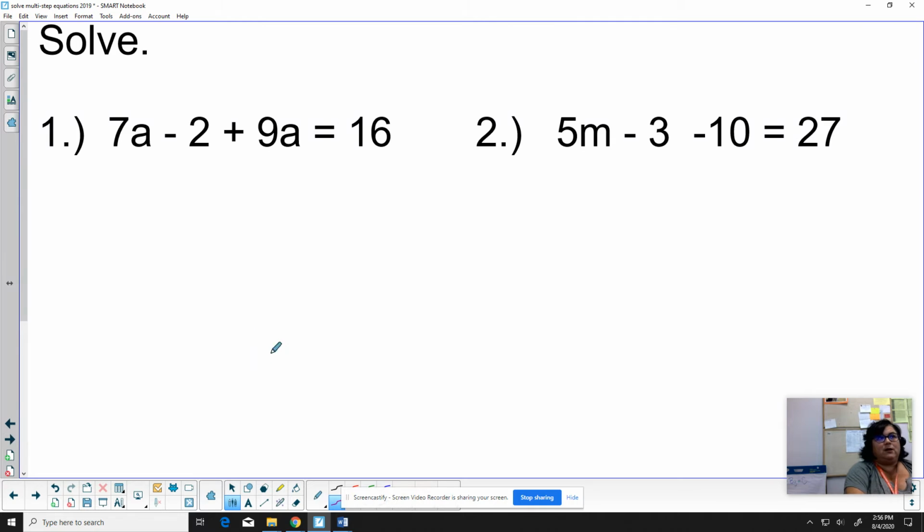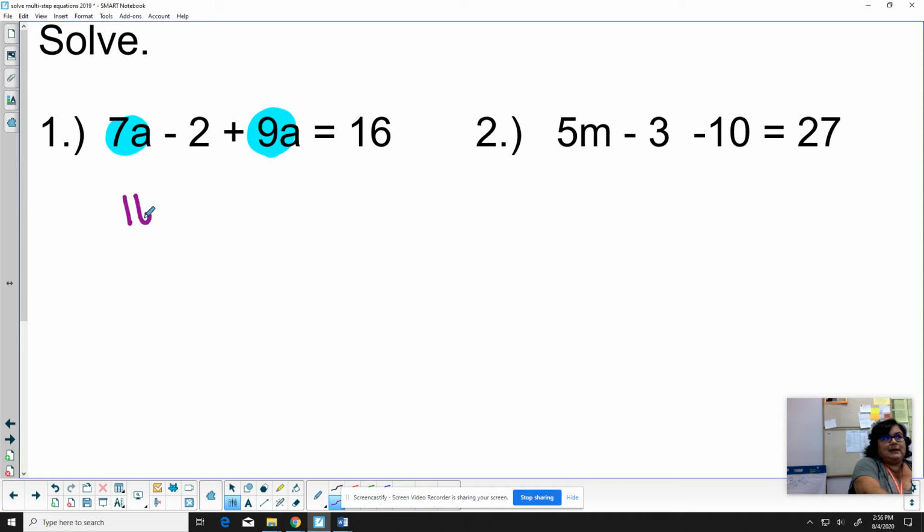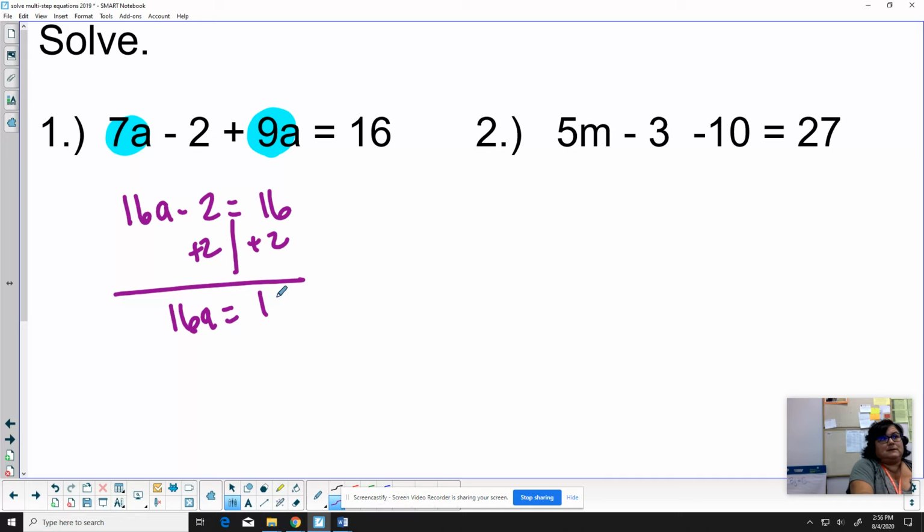All right, so now let's solve. Notice that they're different because there's 1, 2, 3 terms up here. Normally what we were doing before, there was only 2 terms. So notice that this one and this one have an A. So we need to combine those letters before we can do our two-step. So 7a and 9a is 16a minus 2 equals 16. So now it's just a two-step. I'm going to add 2 to both sides and then divide by 16.